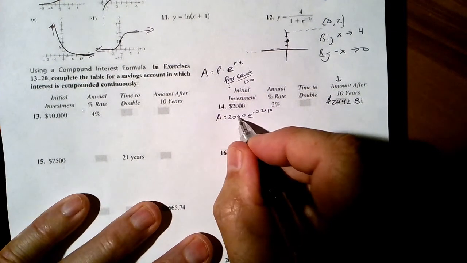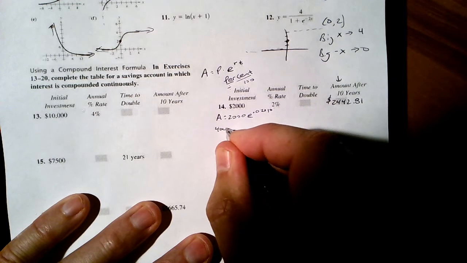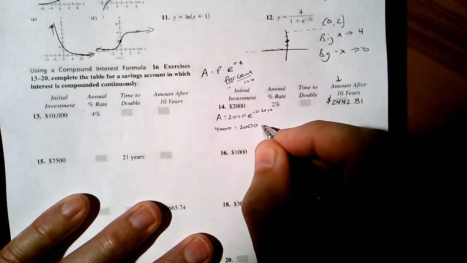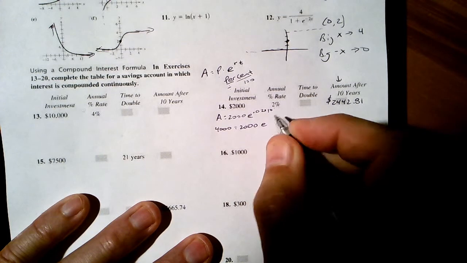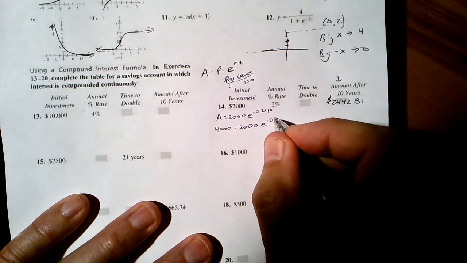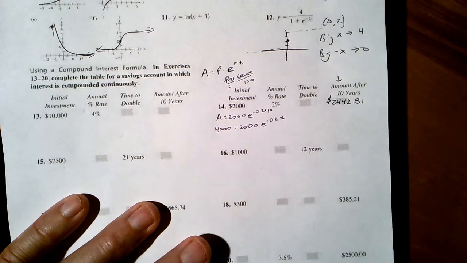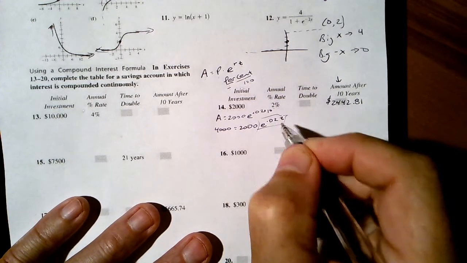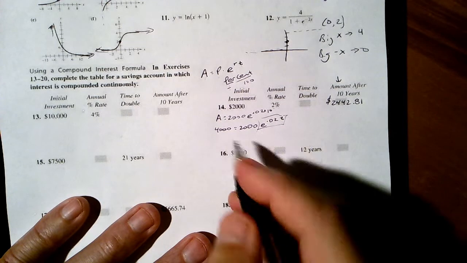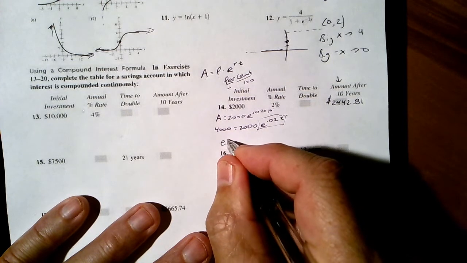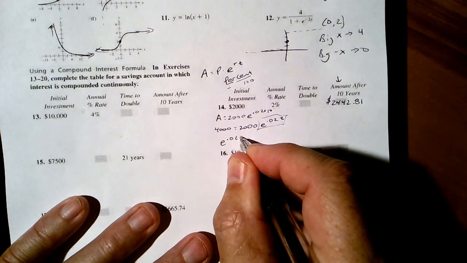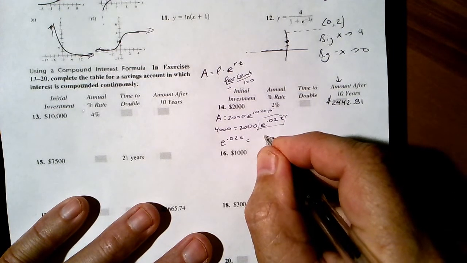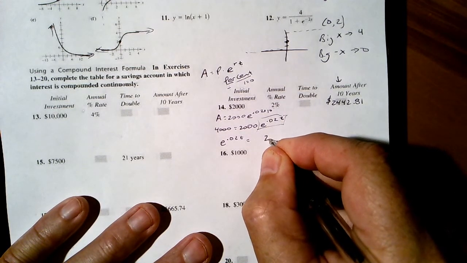Time to double. Well, if I start with 2,000, that means I need to end with 4,000. So 4,000 equals 2,000 e to the percentage, which is still 0.02, but I don't know t now. So this is my troublemaker here. I want to divide by 2,000 to get this alone. e to the 0.02t equals 4,000 divided by 2,000 equals 2.